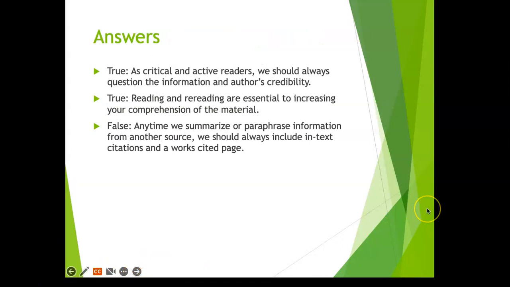All right. The first one is true. As critical and active readers, we should always question the information and the author's credibility. The next one is true. Reading and rereading are essential to increasing your comprehension of the material. The last one is false. Anytime we summarize or paraphrase information from another source, we should always include in-text citations and a works cited page.